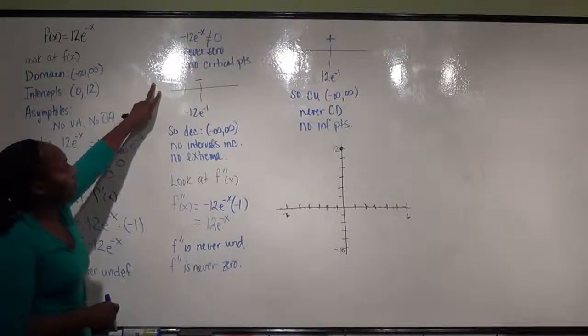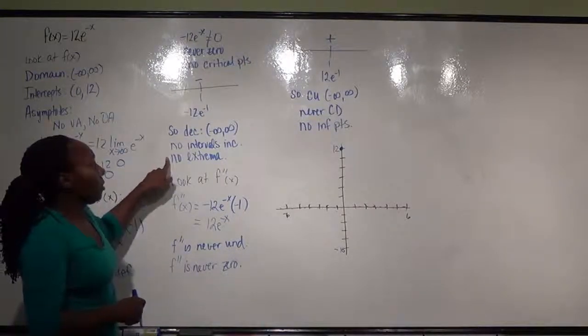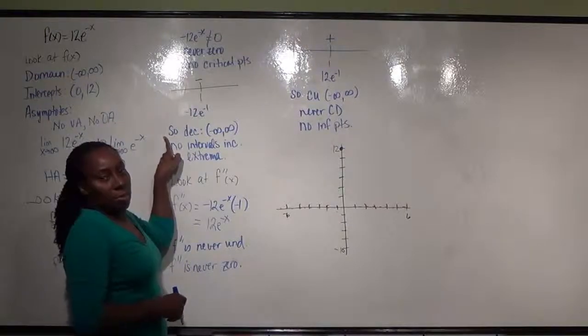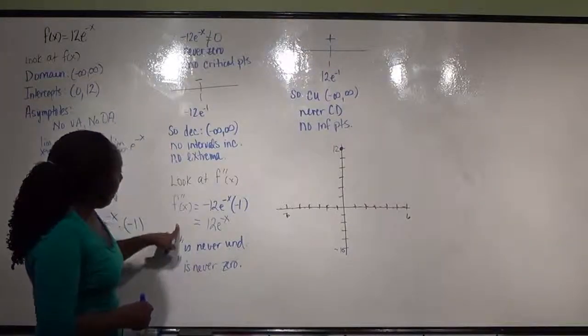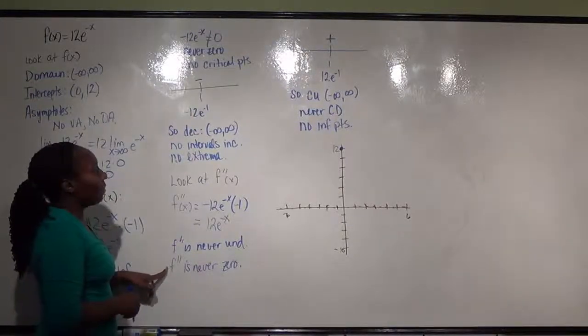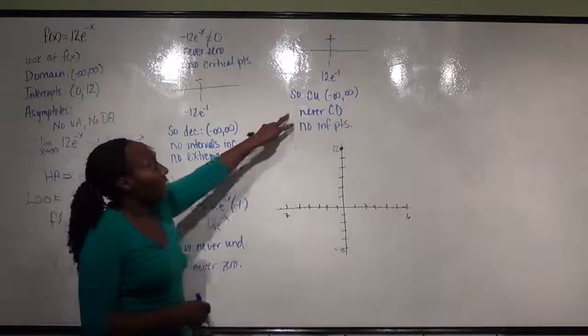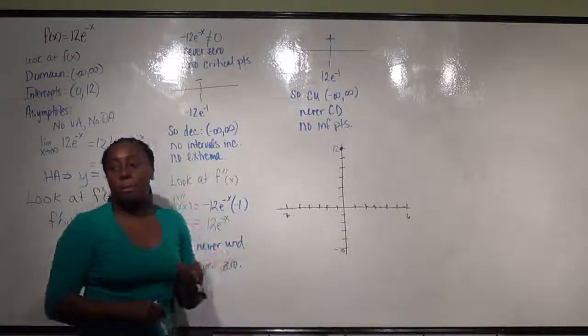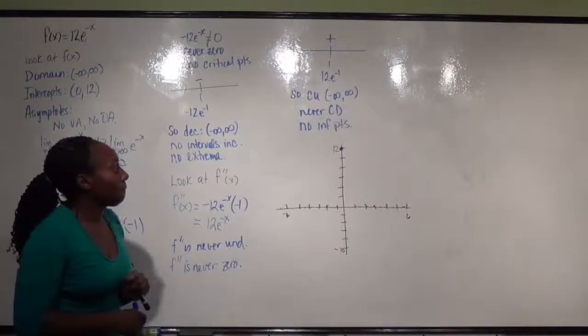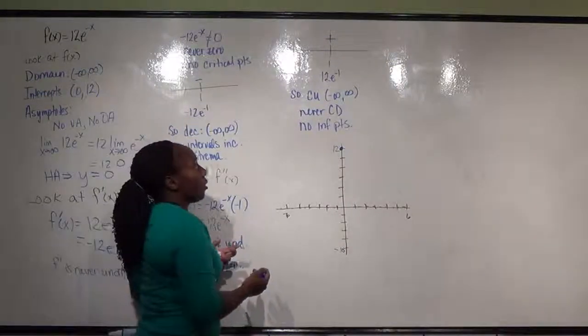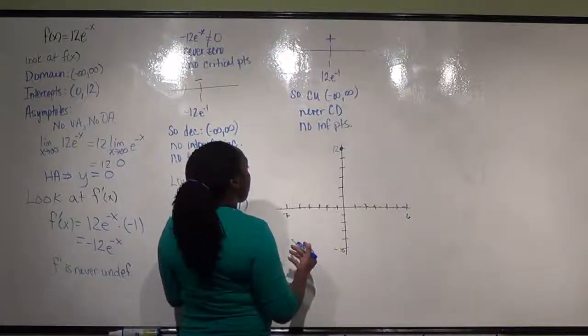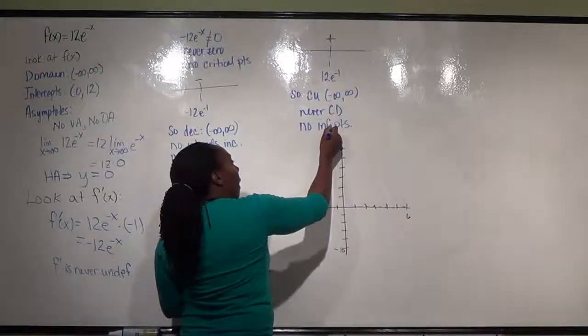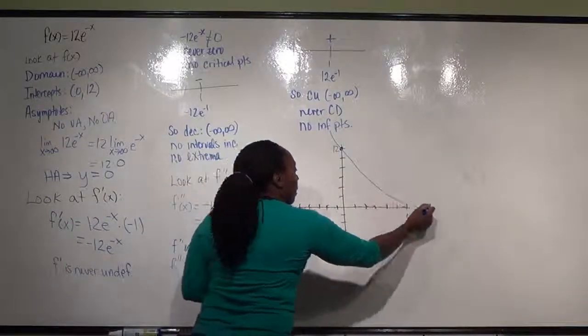No critical points, meaning there's no extrema. It's decreasing everywhere. There's no inflection points, and it's concave up everywhere. Okay? So just because I know it's concave up and decreasing, it tells me that my graph should be doing something like this.